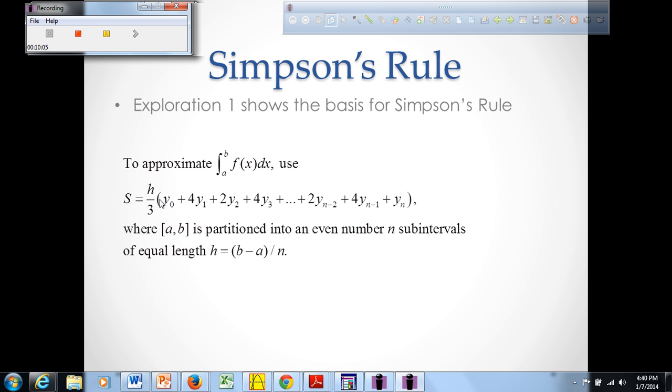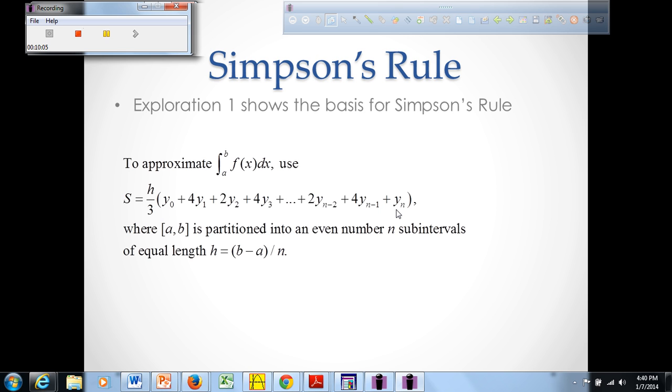And when we do that, we still have a coefficient of 1 for the left side, 1 y sub 0, and a coefficient of 1 for the right side of our interval, y sub n. And then it alternates with 4s and 2s on the interior vertical partitions. So we end up with this h over 3 times the quantity y sub 0 plus 4y sub 1 plus 2y sub 2 and so on up to y sub n.